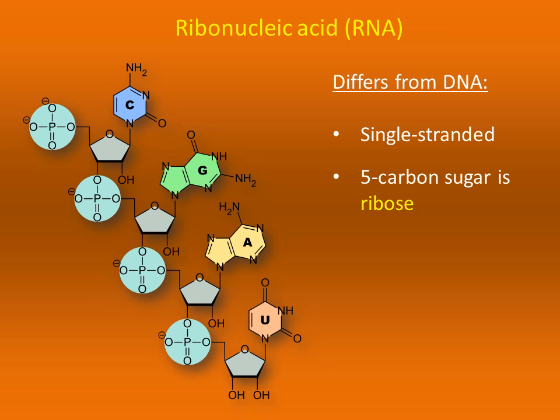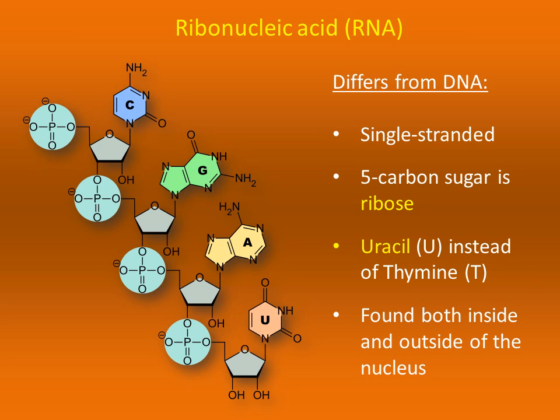As the name implies, instead of deoxyribose in DNA, we have the sugar ribose, which has one more oxygen than deoxyribose. Also, differing from DNA, is the presence of a different nitrogen-containing base, the presence of uracil instead of thymine. So in RNA, we see the bases C, G, A, and U instead of T. And finally, because RNA is constructed inside the nucleus and then travels outside the nucleus to be translated into protein, we find RNA in both places, both in and out of the nucleus, whereas DNA is strictly held within the nucleus.